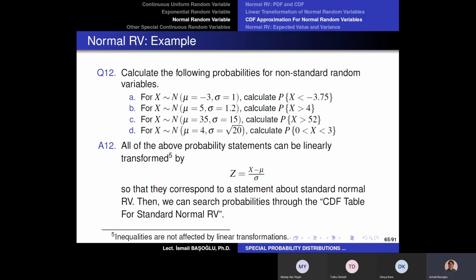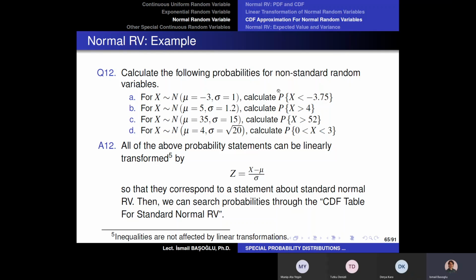And for that, we are going to use a standardization operation. Standardization. Let's check the first example. In the first example, it says capital X is a normal random variable where the location parameter is equal to -3 and the scale parameter sigma is equal to 1. So the question gives me the parameters of this normal random variable, and it asks me the probability of this normal random variable to be less than or equal to -3.75.